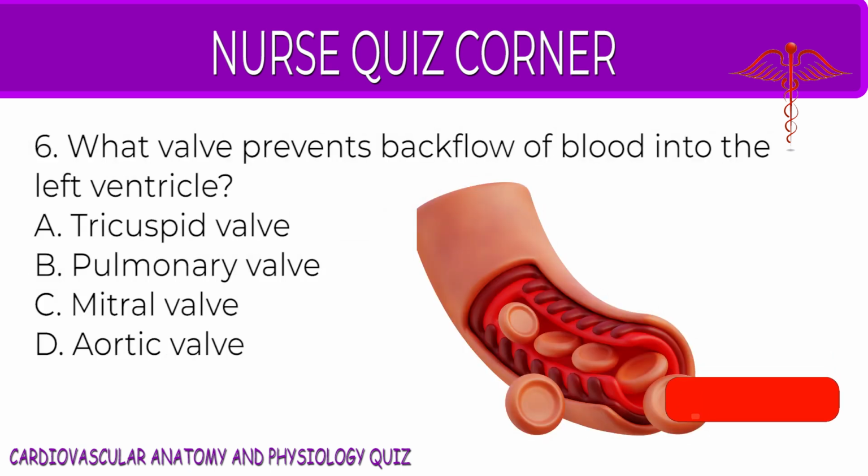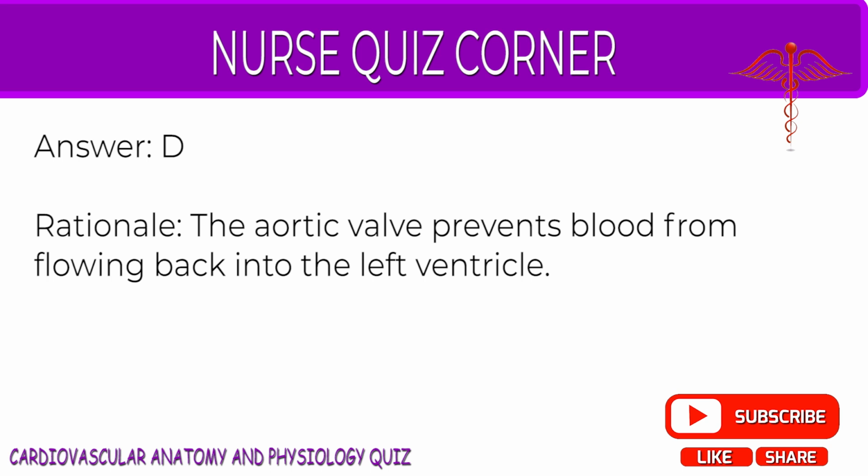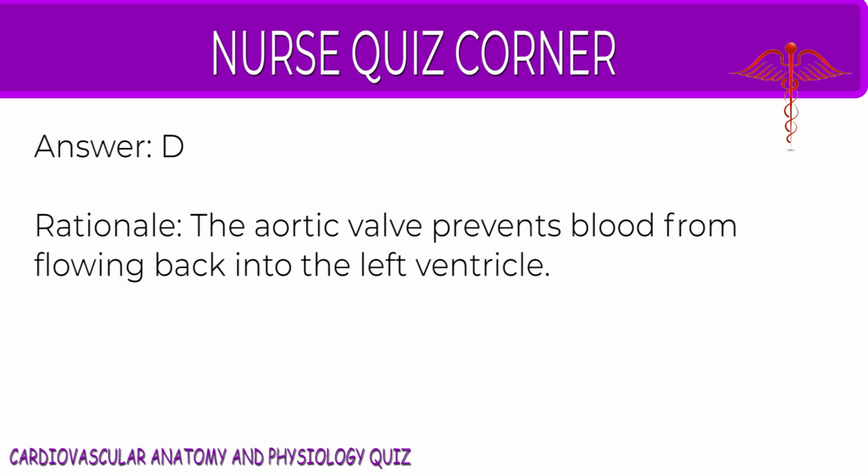6. What valve prevents backflow of blood into the left ventricle? A. Tricuspid valve. B. Pulmonary valve. C. Mitral valve. D. Aortic valve. Answer D. Rationale. The aortic valve prevents blood from flowing back into the left ventricle.